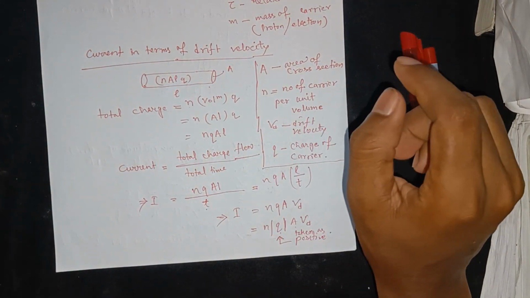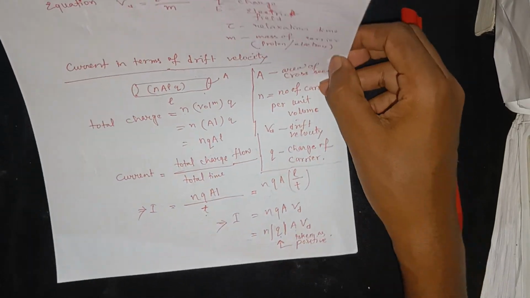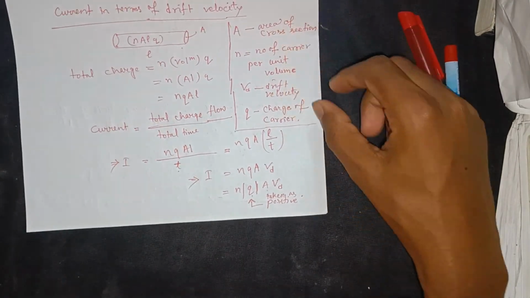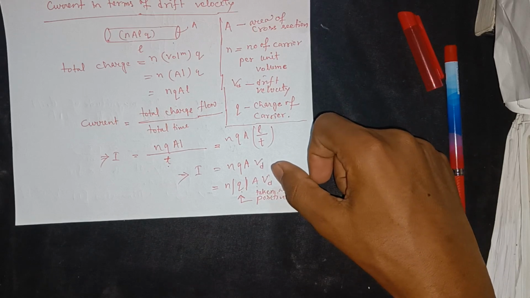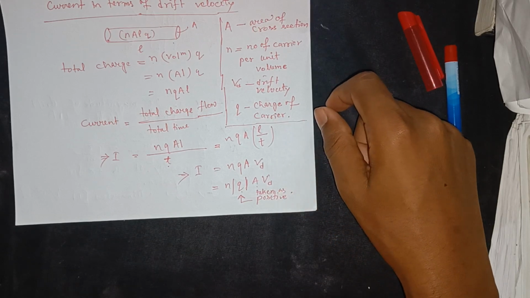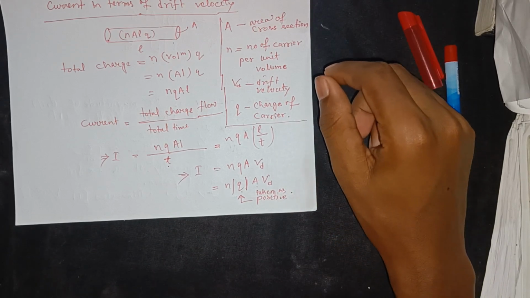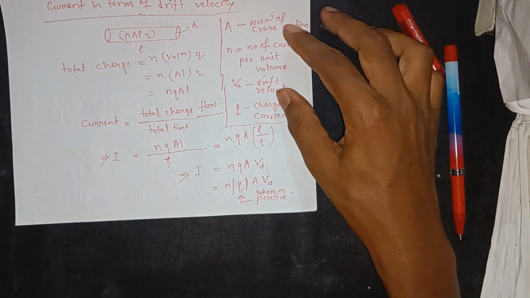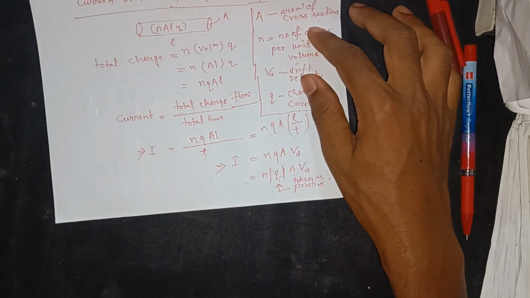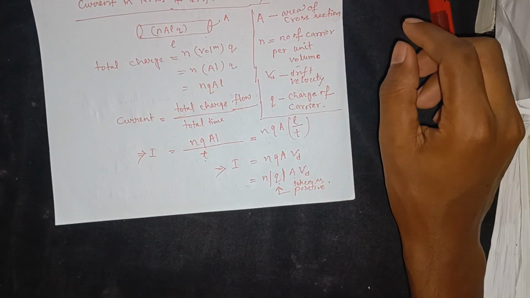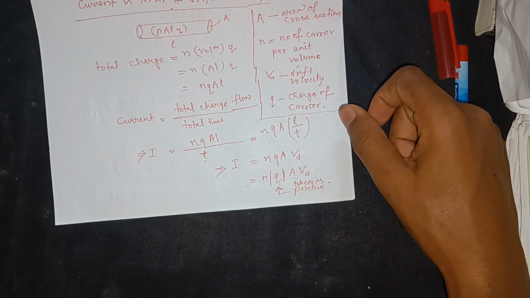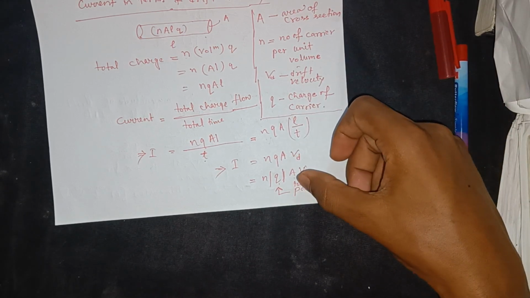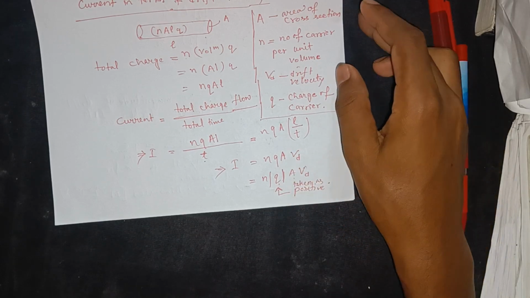Since current is a scalar quantity, it is taken as positive for proton. So we will write n q A vd. Since we take the current for flowing proton only, proton's motion is taken as the current direction. So current I is equal to n q A vd. So q here is the charge of that proton.